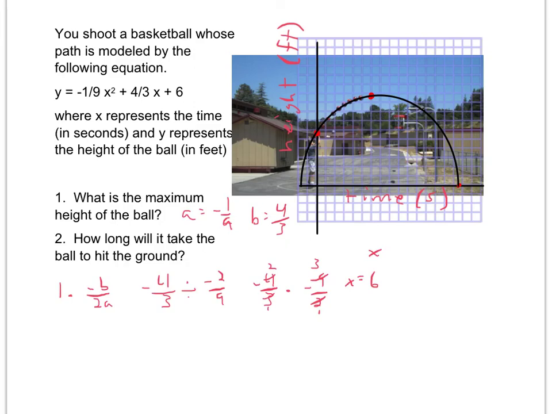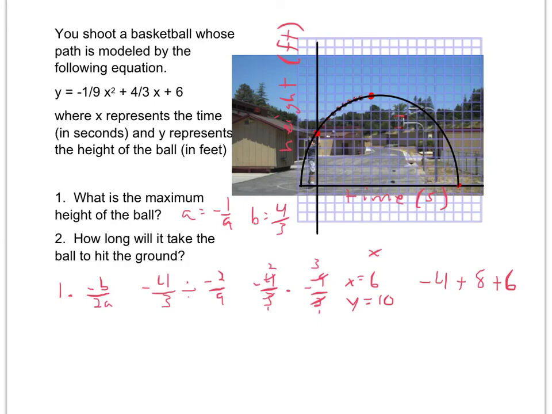Again, I figure out the y value by plugging numbers into here and solving it out. So I've got -1/9 times x squared, and I'm going to talk through it really fast just so we can get it. Well, I know 6 squared is 36, and 1/9 of that is 4, so that's going to be -4, plus 4/3 times 6, which is 8, and then plus 6. Well, -4 plus 8 is 4, plus 6 is 10. So my y value equals 10.